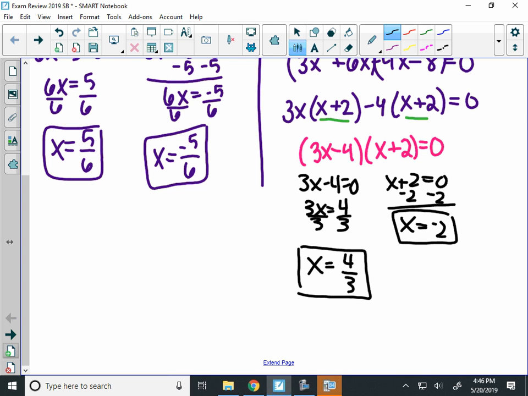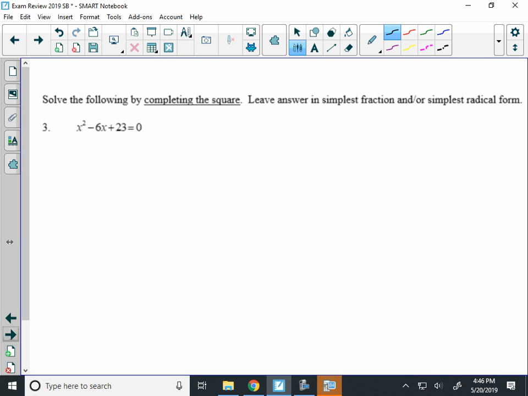Remember, this review is just a sample of problems. We're not going to give you one of every single kind possible. Here we're going to solve by completing the square. Also, make sure you can do the quadratic formula.